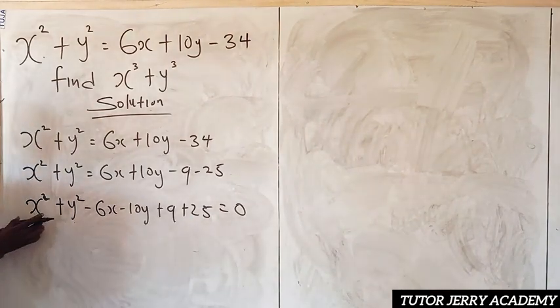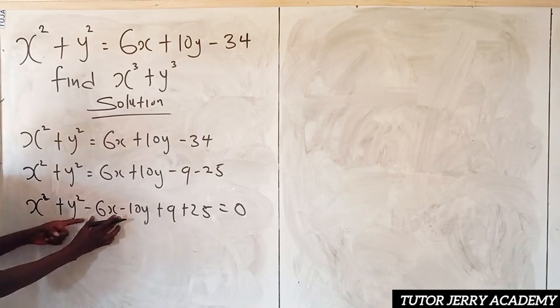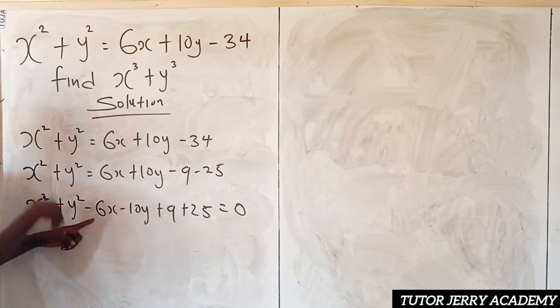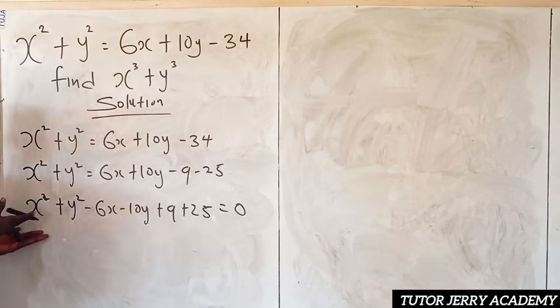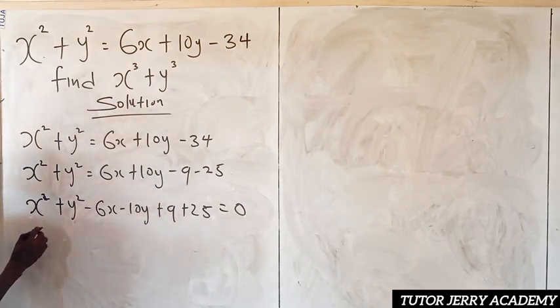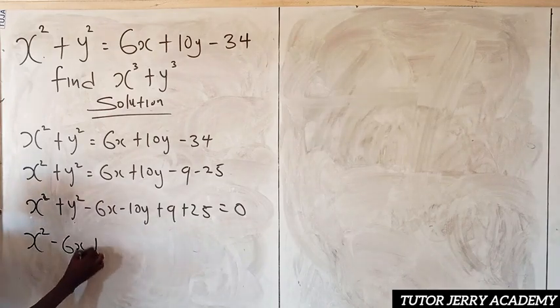So now the next thing we are going to do is this. We are going to take x squared minus 6x. If you want to do this in the form of completing the square, half of 6 is what? Half of 6 is 3. If you square it, you get 9. So that's why we are going to sum this and this together. All right. So we are going to have x squared minus 6x plus 9.